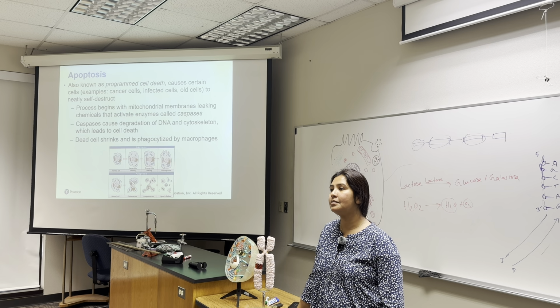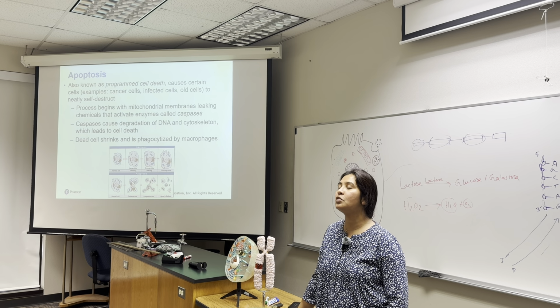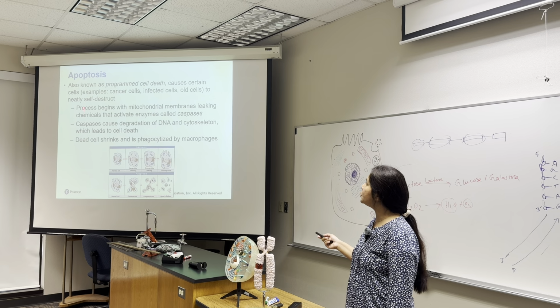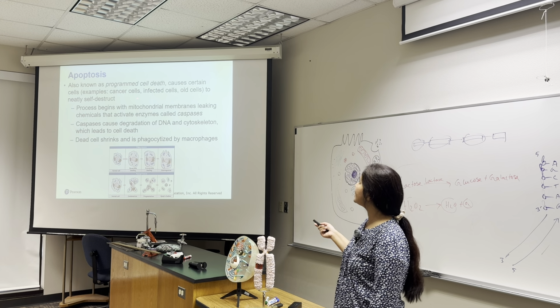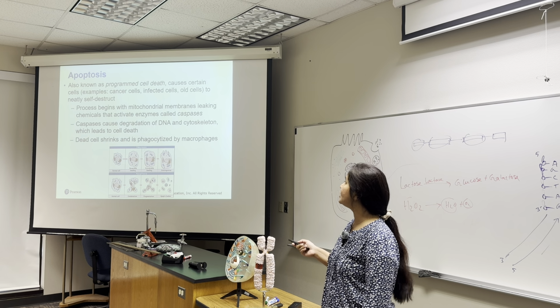You kill them. Programmed cell death. You kill the cell, which is actually good for you. A lot of the cells sometimes get bad, so you want to kill them. That is the process called apoptosis, also known as programmed cell death. It causes certain cells, for example cancer cells and infected cells, to neatly self-destruct.